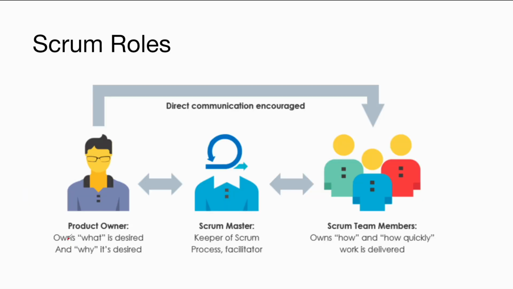So basically, the product owner decides what should be built and why it should be built. The Scrum Master is the facilitator and ensures that work is going on smoothly, and the team members decide how it should be built and how quickly it should be delivered, and also perform the testing.